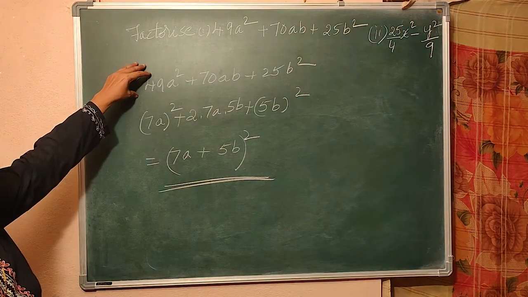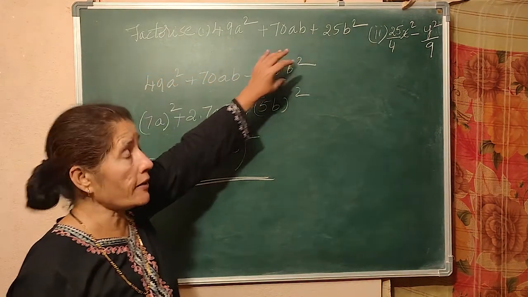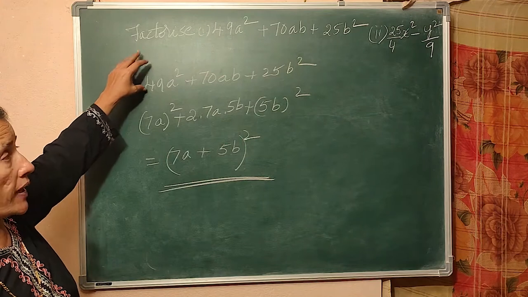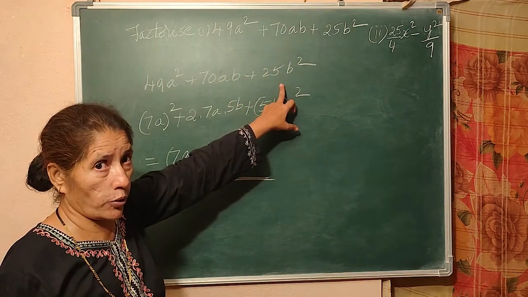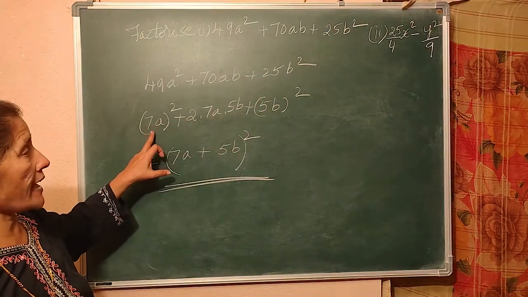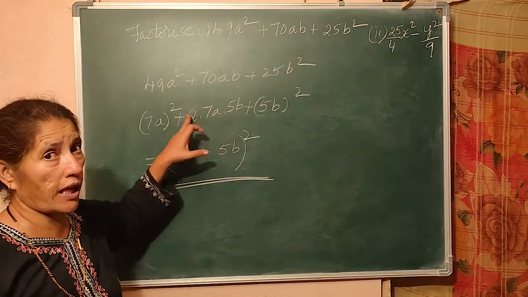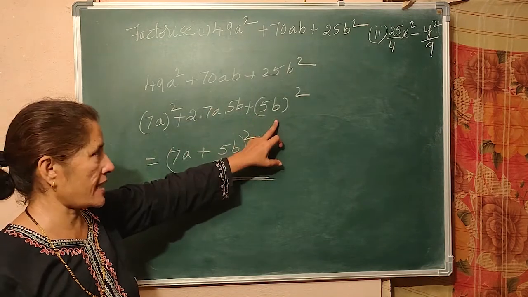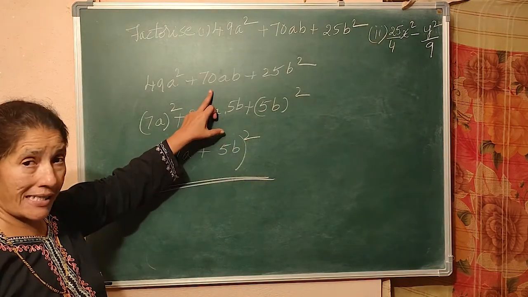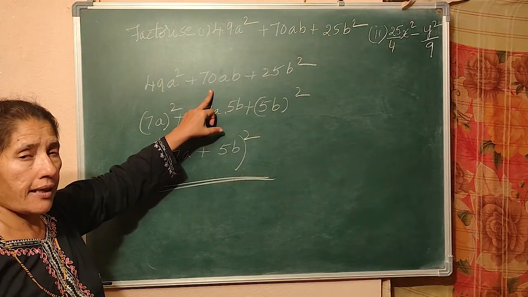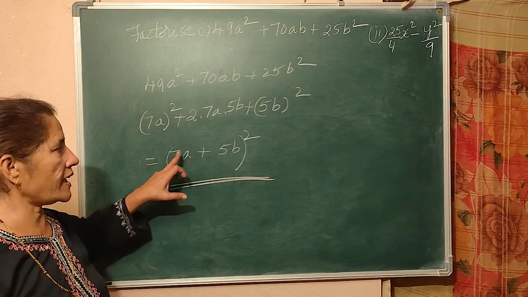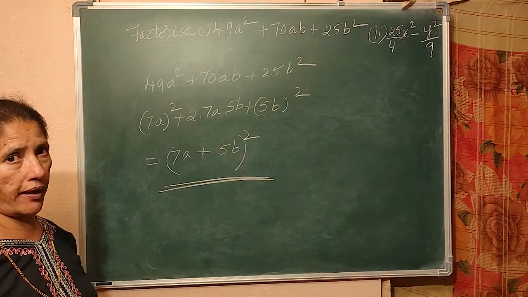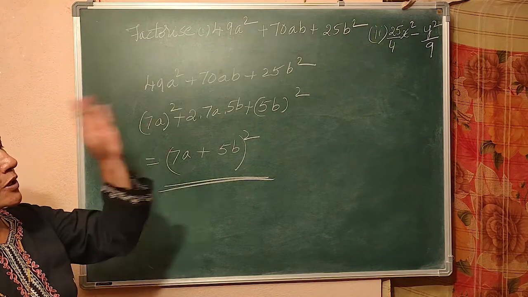I looked at the first one and the last one. This is (7a) the whole square, that is (5b) the whole square. So I could write a² + b². So plus 2ab should be in the middle. 2, a is this, b is this, and I saw whether it comes to 70. Yes. Then I wrote (7a + 5b) the whole square. Is it clear?